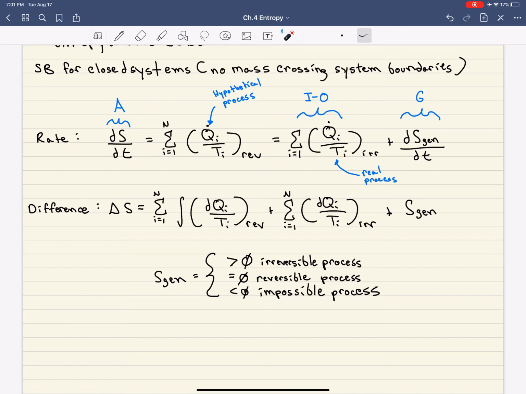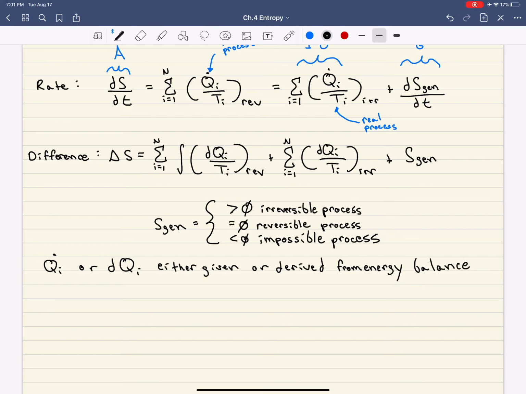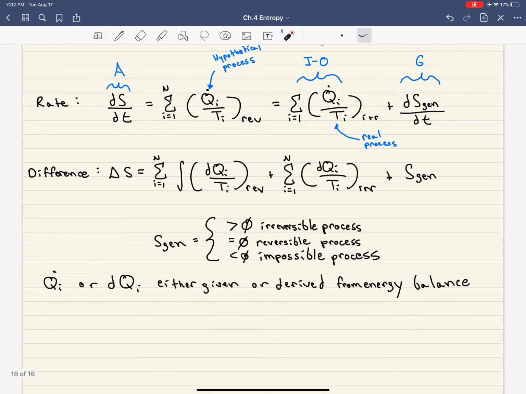As far as these Q dot or dQ terms, one way you could figure these out is you'll either be given them in a problem, or you would have to derive them from the energy balance. In the next video, we're going to go through an example problem where we apply the second law of thermodynamics and use this entropy balance to help solve a problem.